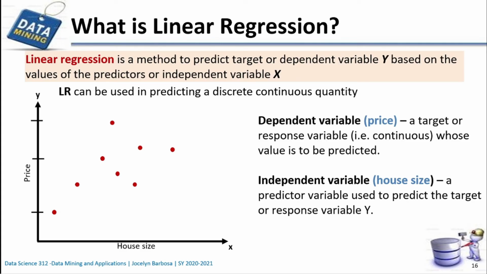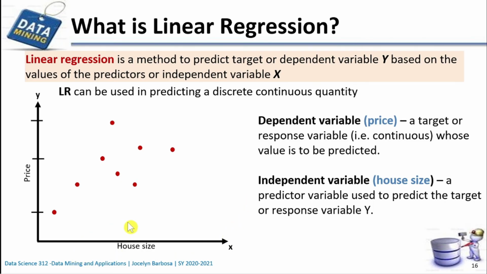Okay, so linear regression is actually a method to predict our target or dependent variable y based on the values of the predictors or independent variable x. Please take note that when we talk about dependent variable, it is just the same when we say target variable or response variable. As we have been emphasizing before, linear regression can be used in predicting a discrete continuous quantity.